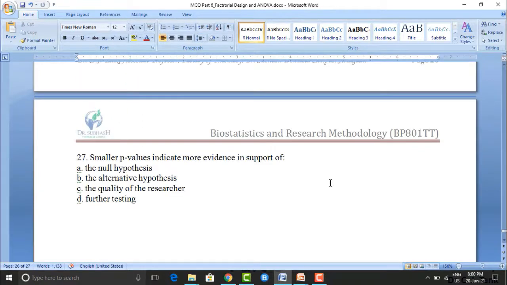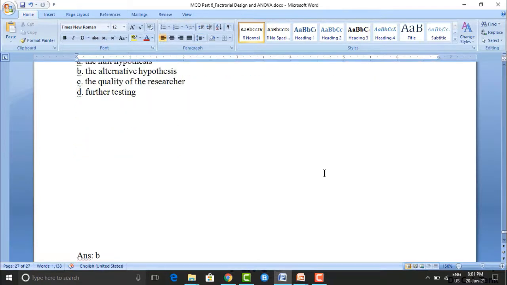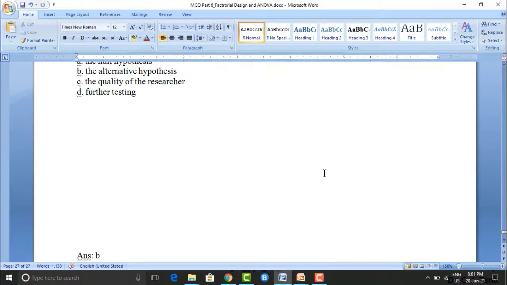Last question. Smaller p value indicates more evidence in support of option A, the null hypothesis, option B, the alternative hypothesis, option C, the quality of the researcher, and option D, further testing. The correct answer for this is option B, that means the alternative hypothesis.